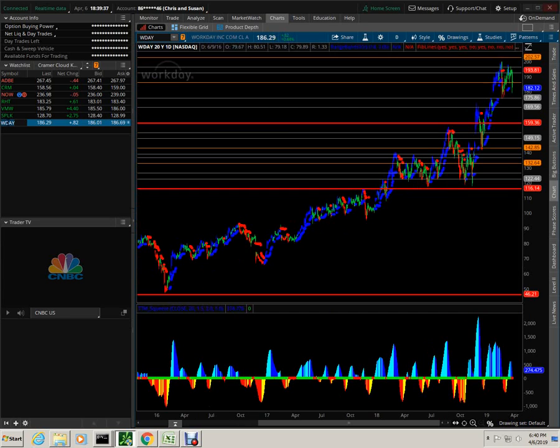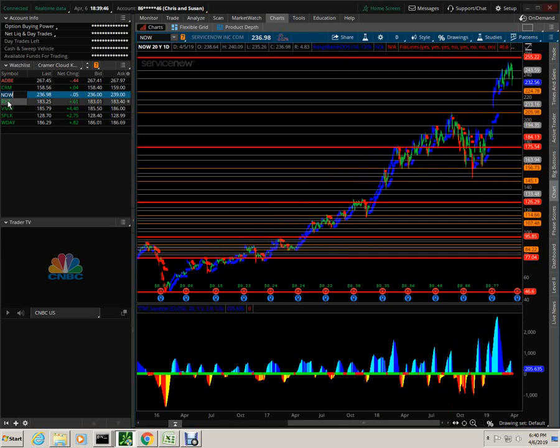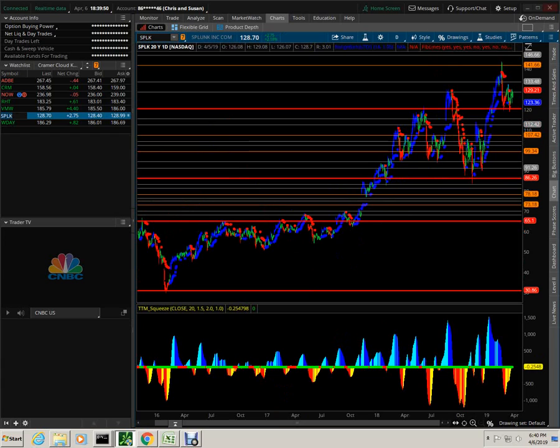and Workday. Now, the interesting thing about some of these companies is I have experience with them at my current employer. ServiceNow, for example, we use that one. We also use VMware, and we also use Splunk, which is this database syslog gathering tool. So look at these stocks.